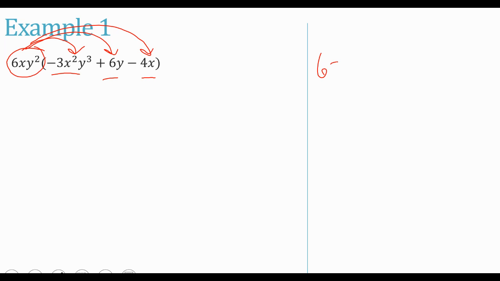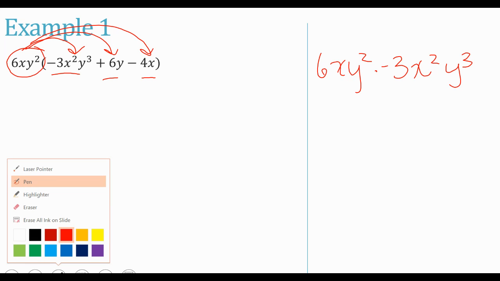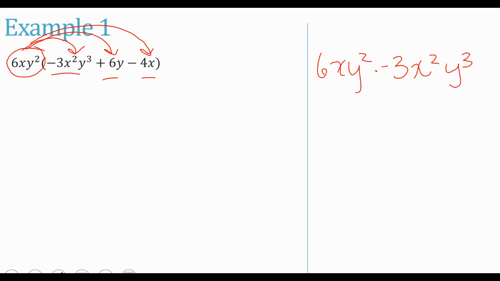We have 6xy squared times -3x squared y to the 3rd. So a lot of stuff going on here. Now the first thing I want to focus on is my coefficients. So we have 6 times -3. That's going to give us -18.